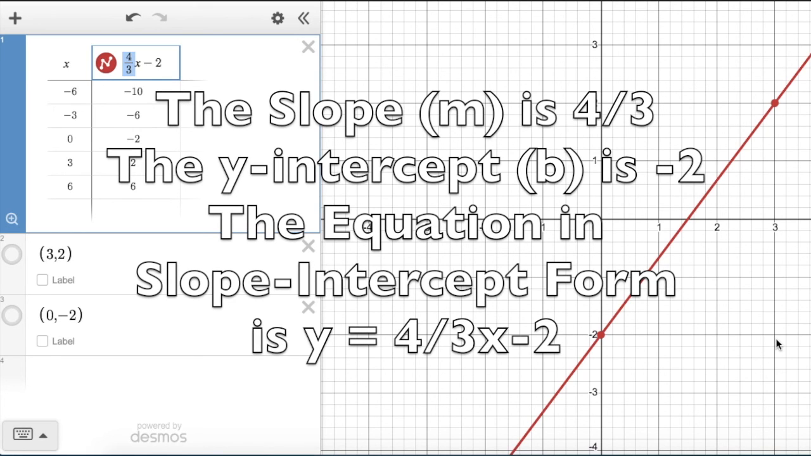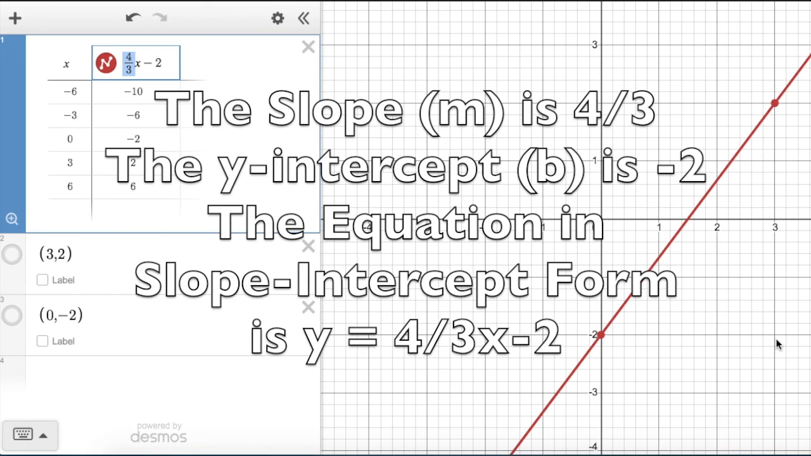And the equation in slope-intercept form, y equals mx plus b, where m is 4 over 3 and b is negative 2, so we will write y equals 4 over 3x minus 2.